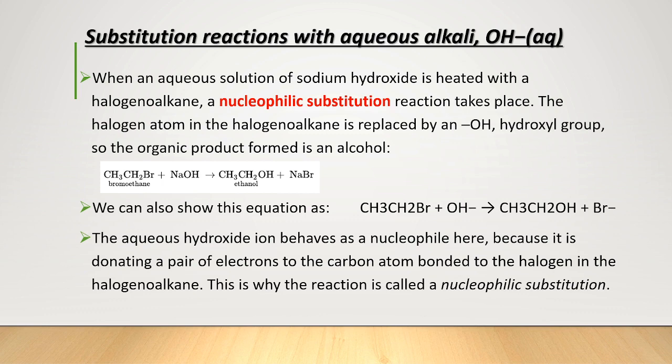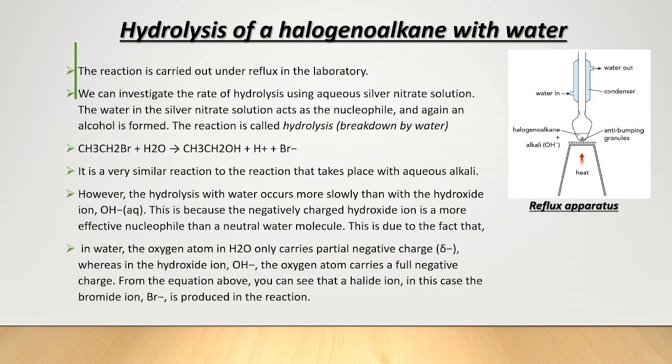Now, reaction with the aqueous alkali. When we put aqueous alkali in the halogenalkane, you can see here there is a formation of ethanol and sodium bromide. So the aqueous hydroxide ion behaves as a nucleophile here because it is donating a pair of electrons to the carbon atom bonded to the halogen in the halogenalkane. This is why the reaction is called a nucleophilic reaction.